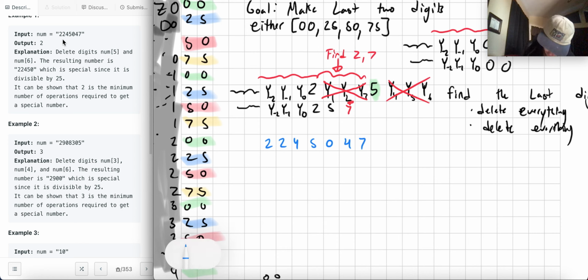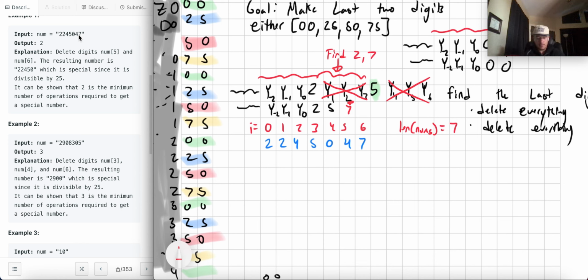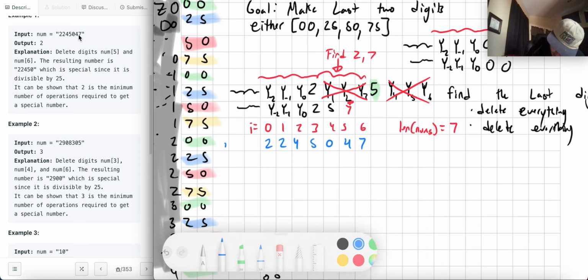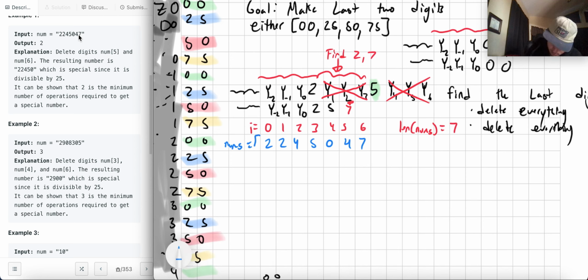Then what we're going to do is start with our index equaling 0, 1, 2, 3, 4, 5, 6. And also, just to note, the length of this array is 1, 2, 3, 4, 5, 6, 7. So the length of nums equals 7. Let's label this as nums equals this. Strings are just arrays of characters, right? So it is an array, depending on how you want to look at it.